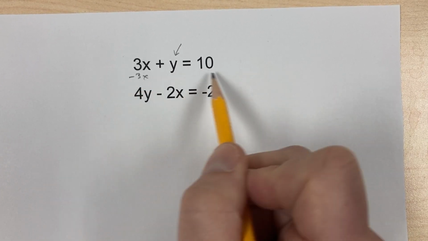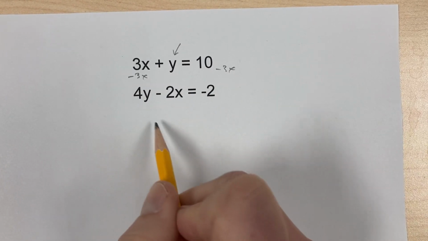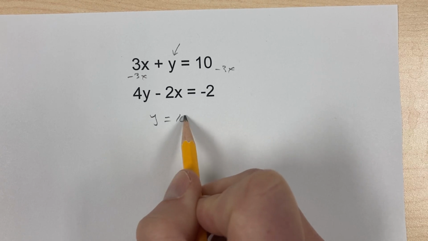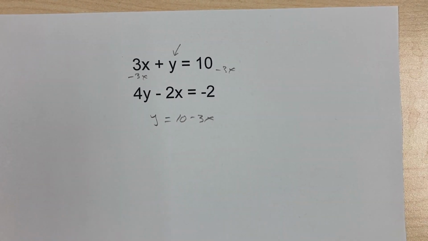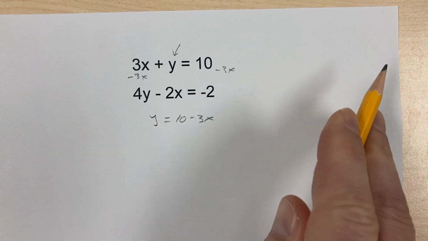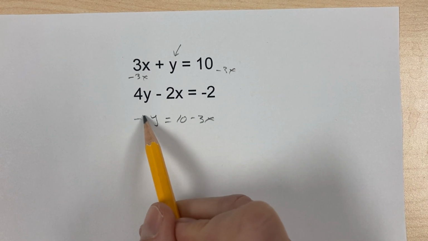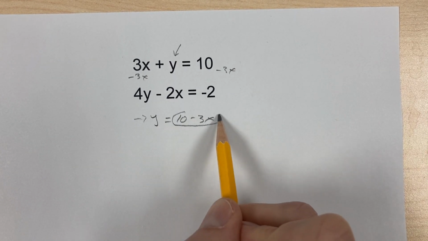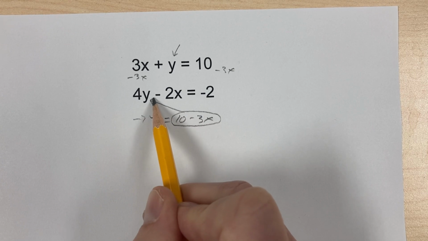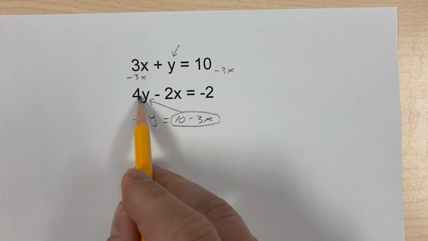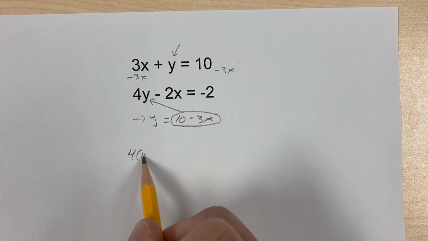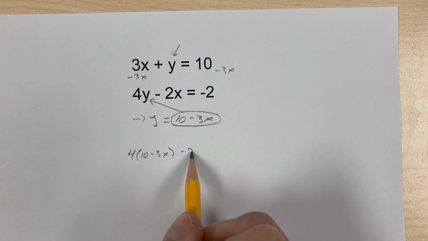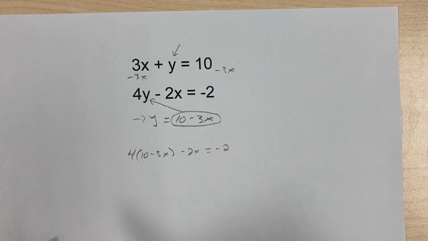We're going to subtract 3x from both sides, and it's going to give us y equals 10 minus 3x. All right, so we've kicked this 3x over to the other side. Now we have a variable by itself. Let's take this 10 minus 3x and put that in for y right there. So instead of 4 times y, we're going to have 4 times 10 minus 3x, minus 2x equals negative 2.